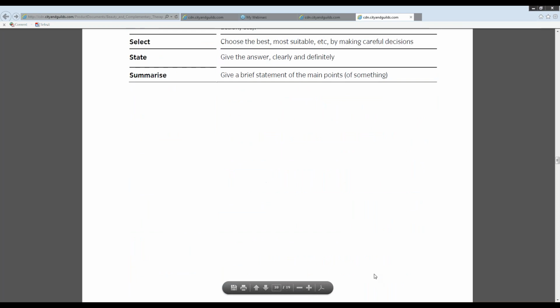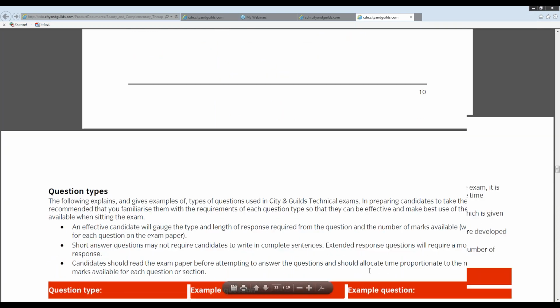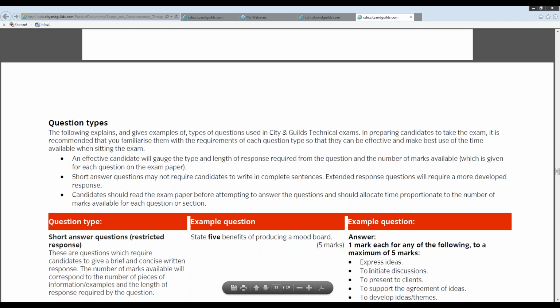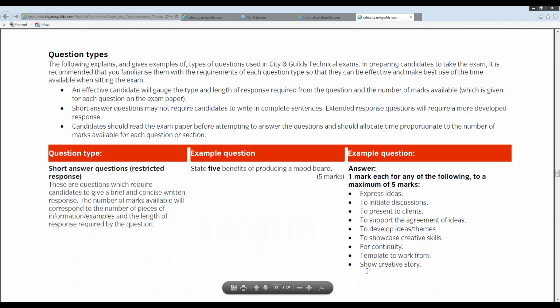Then I'm going to go on to some question types. Our learners did really well with the state questions this year. So this is the first type. This is recall of knowledge. State 5 benefits of producing a mood board. It's worth 5 marks. So we're preparing our learners for that knowledge test. I'd want them to highlight the command verb, state 5 benefits of producing a mood board. So highlight 5 marks. It tells me I need 5 bullet points to try and maximise getting 5 marks.